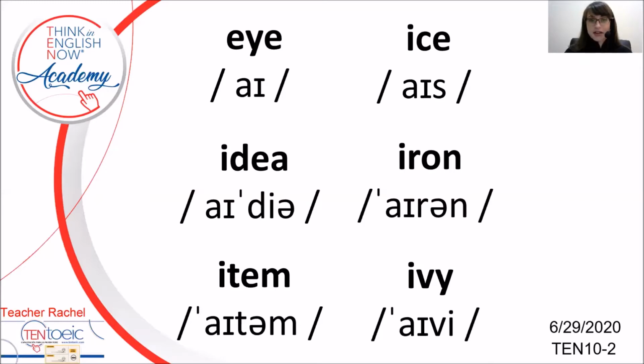Next word, ivy. Ivy. This is a plant, and usually this kind of plant will grow up a building like a house. It grows on the side and it likes to climb. Also, there is poison ivy. It's a plant that if you touch it, you get a rash and it gets real itchy. That's poison ivy. So that's a plant.